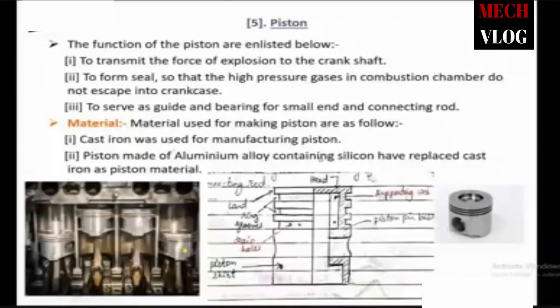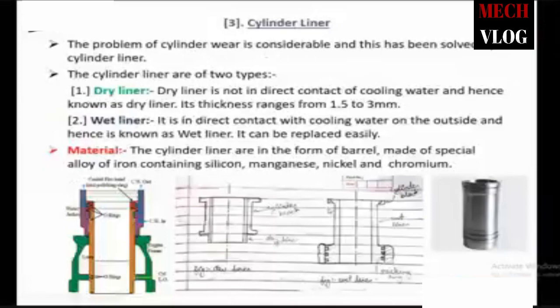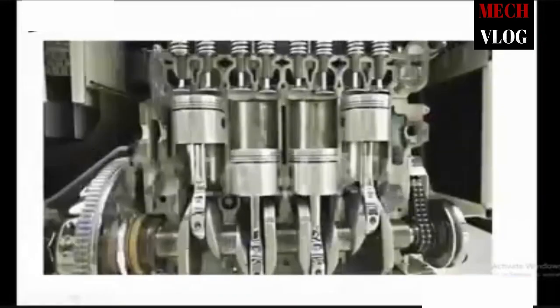The next important part is the piston. So this is our piston. In this figure, you can see 4 pistons inside this cylinder block. Can you see this cursor? Yes, sir. So this is our combustion chamber. These are the 2 valves, and this is our piston.